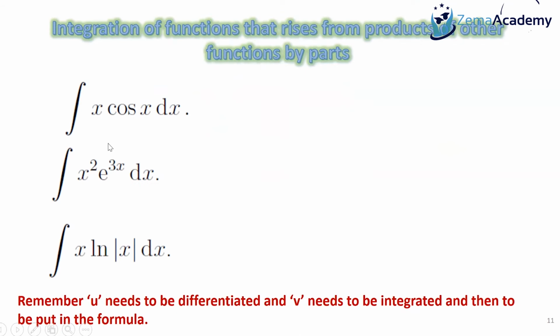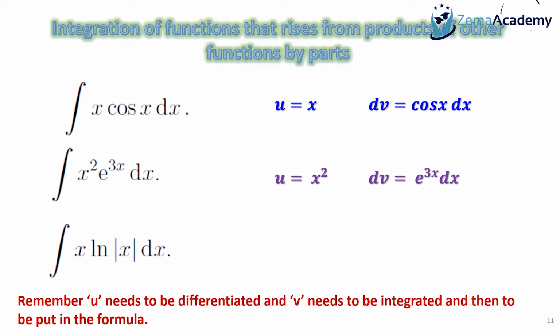Okay, so coming back to this example, here x cos x dx, remember algebraic expression is lying before trigonometric. So here u is x and dv is cos x dx. The next example, again algebraic expression is lying towards the left of exponential, hence u is x square and e to the power 3x dx is dv.